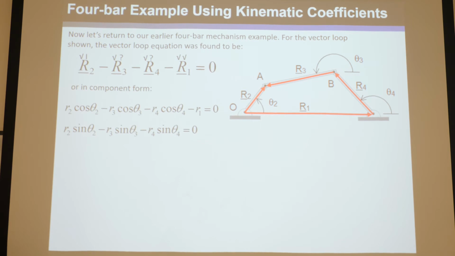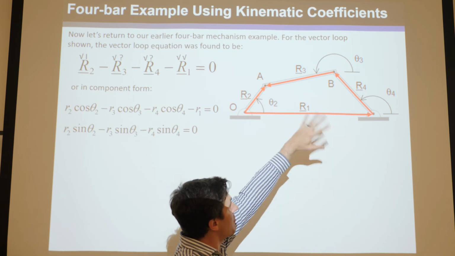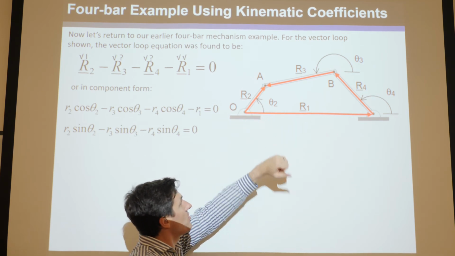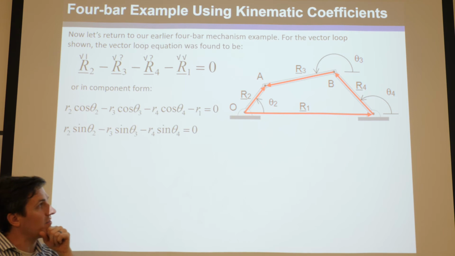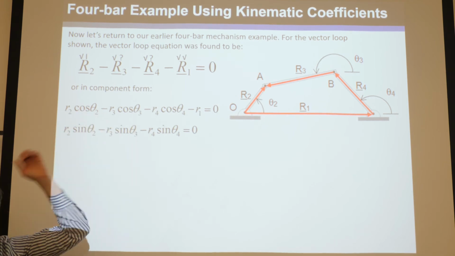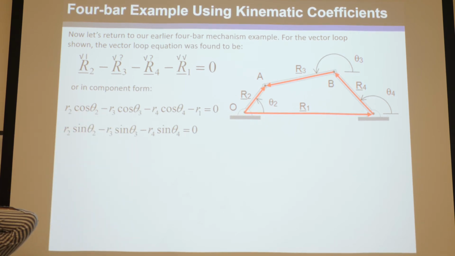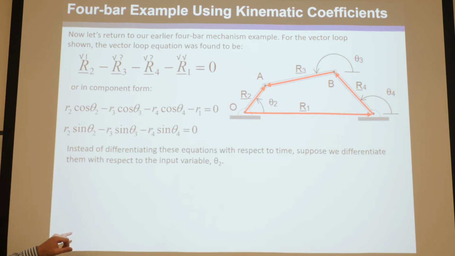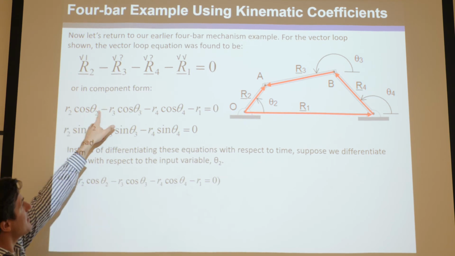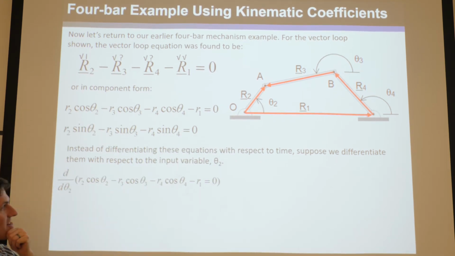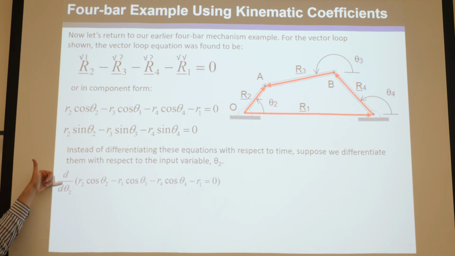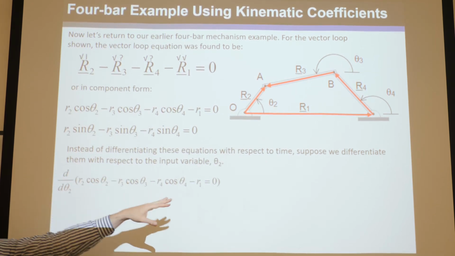But now I'm going to give you an omega 2. So I say at this theta 2, and you know theta 3 and theta 4, but now I give you an omega 2, and I want you to solve for omega 3 and omega 4. What you do is you take the component form, and you still take the derivative of both of these, but you take the derivative not with respect to time, but with respect to the input variable, in this case theta 2. So if I took the first equation, the x components in the component form, and I took the derivative with respect to theta 2, then you're going to get an interesting equation.